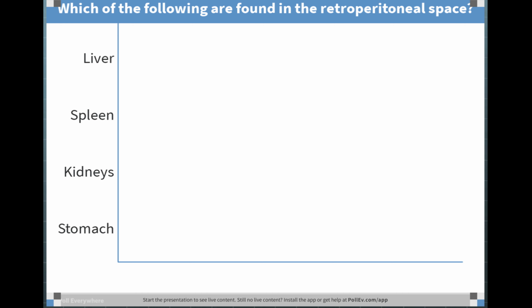So which of the following is found in the retroperitoneal space? I'm going to give you a second to think about it. The liver is in the peritoneum. The spleen is in the peritoneum. The kidneys are behind the peritoneum, so that means retroperitoneal. So the kidneys are retroperitoneal in that space, and then the stomach, of course, is in the peritoneum itself.